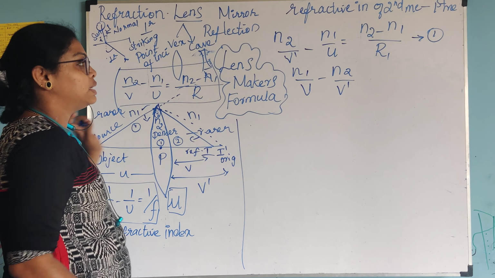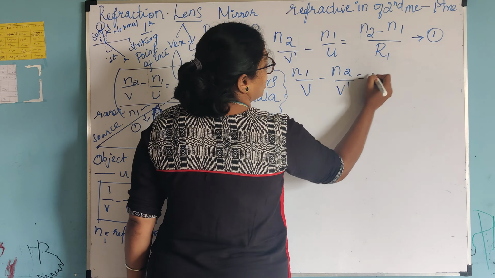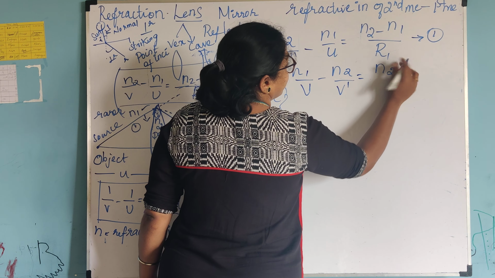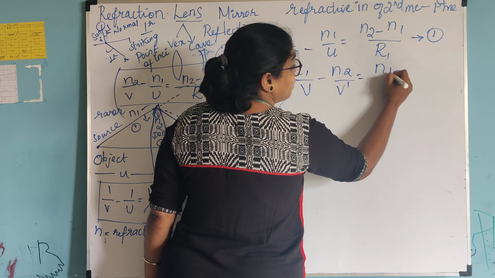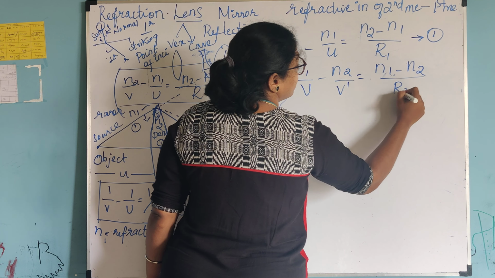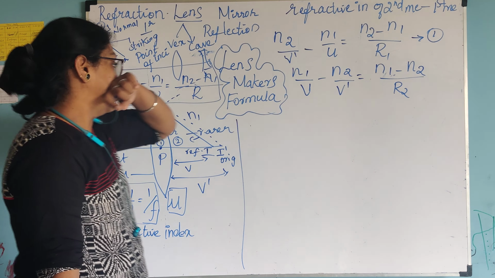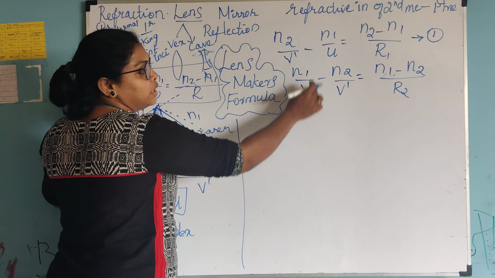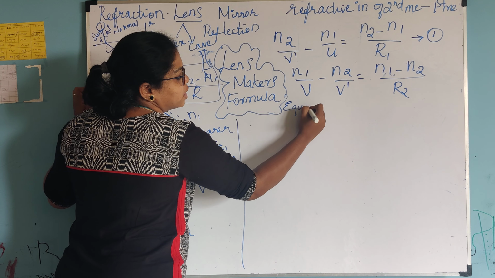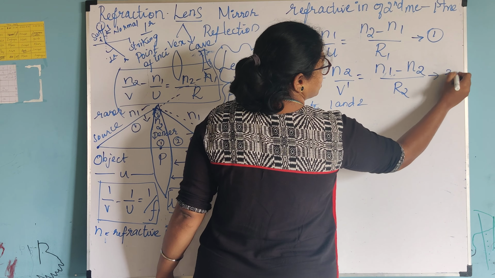We are considering the original image. So N2 divided by V dash is equal to N2 minus N1 divided by R2. Here it depends upon the second to first medium. Then N1 minus N2 divided by R2, from the first medium to the second medium. Now we are going to equate both. Equate 1 and 2 to make this the second equation.